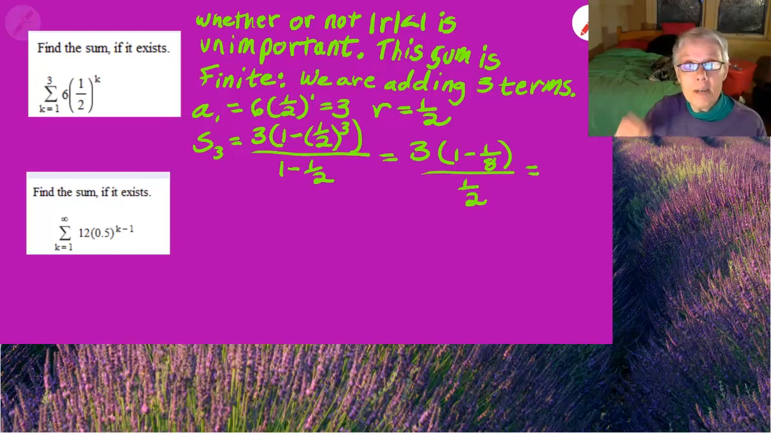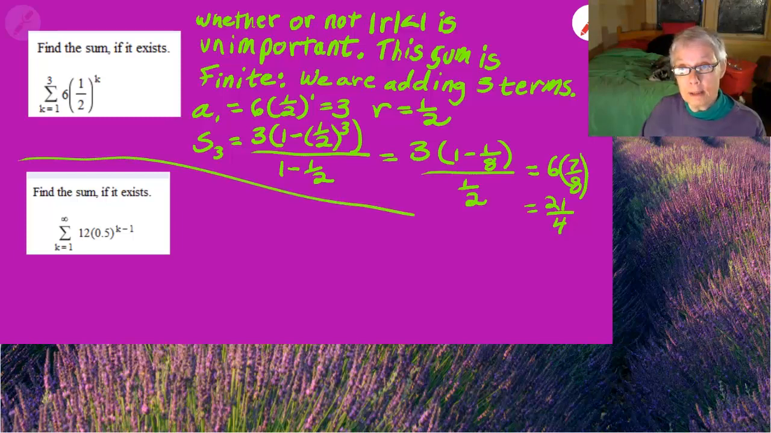Now 3 divided by 1/2 is 6. So we're going to have 6 times 1 minus 1/8, which is 7/8. And altogether that's going to equal 21 over 4. And that's our sum of the first 3 terms.